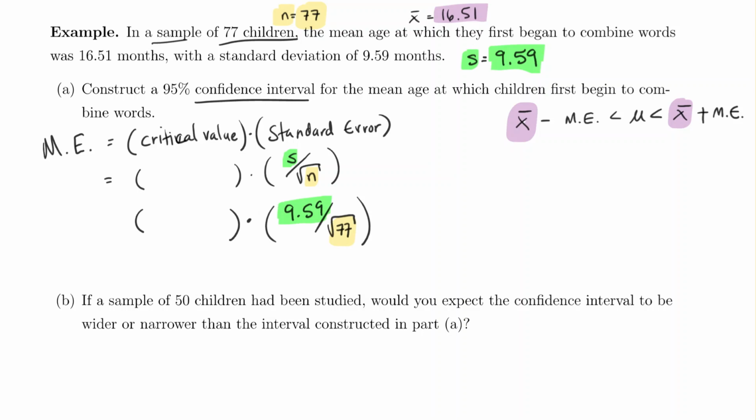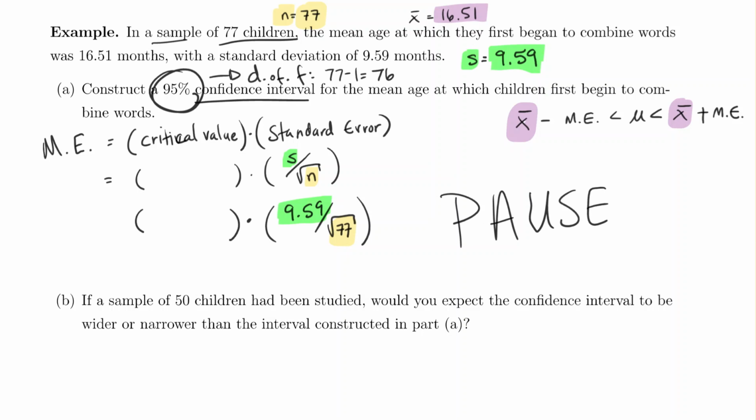So we filled in the details we can right off the bat. Now to find the critical value, we know that depends on the 95% and our degrees of freedom. Our degrees of freedom is 1 less than the sample size, so 77 minus 1, 76. And now we need to reference our chart. It's 95% confidence, degrees of freedom 76. Why don't you pause the video and find the critical value on your own, unpause to check your work.